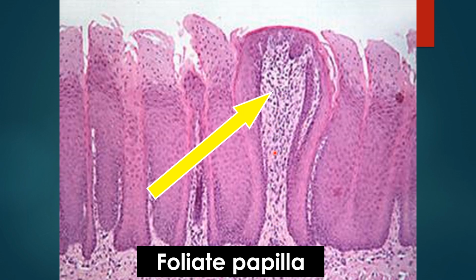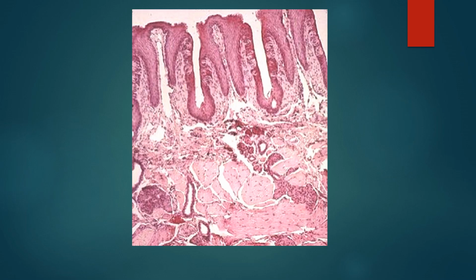These are present usually on the lateral edges of the tongue and usually at a right angle to the long axis of the tongue, and their number decreases with age. So in an older individual, in a section of the tongue, you cannot see the foliate papillae. Another diagram through a foliate papilla. These are the finger-shaped papillae.